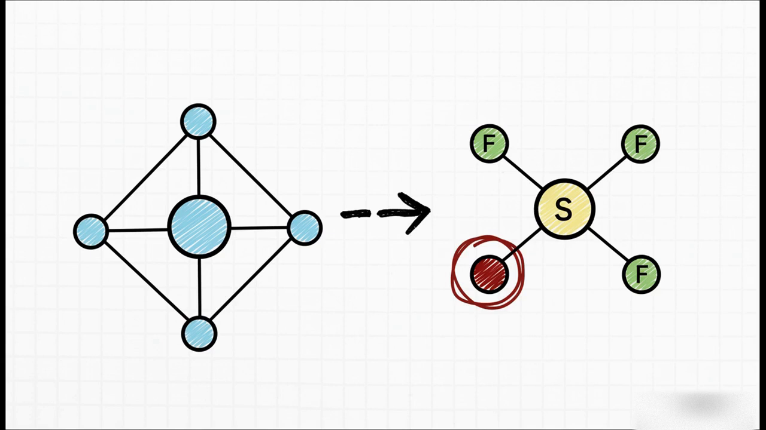Now, check out sulfur tetrafluoride. The sulfur atom has 5 electron domains, but notice that one of them is a lone pair. And lone pairs are greedy. They take up more space. So that lone pair pushes the bonding pairs away, squishing the molecule into its characteristic seesaw shape.